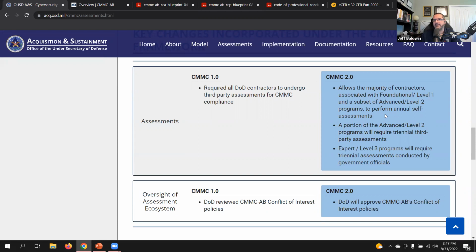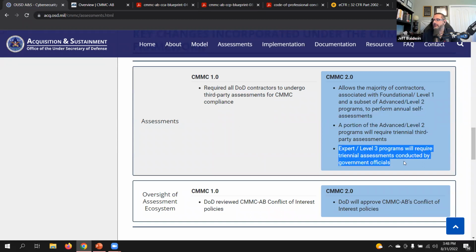It's not going to be in effect for every contract, and nobody's going to have a certificate. It's not going to work that way. So there will probably still be some level 2 self-assessments. But for the exam, what you need to understand is level 1, there is no certificate. Level 2, there is going to be a triennial third-party assessment, which is every 3 years. You're going to have a C3PAO, and that's a portion of the level 2, which is not the self-assessment or self-attestation. And then level 3 is going to only be done by government.